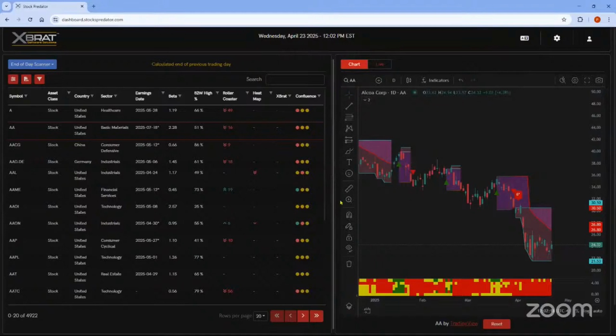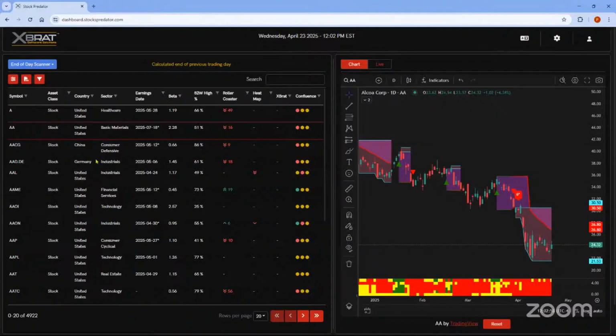On the left-hand side, on the end of day scanner, you can see 4,922 stocks, ETFs. There's a few cryptos in there as well, but this is swing trading, so it's scanning a lot of stuff. And it's not just US stocks: German stocks, Indian stocks, UK stocks, Canadian stocks. It's looking for the most tradable ones and then giving us results every single day.